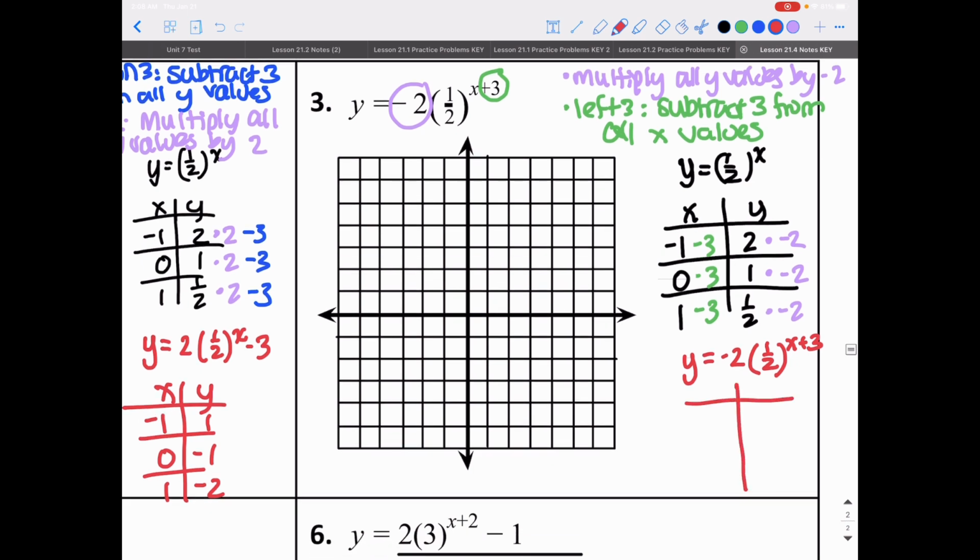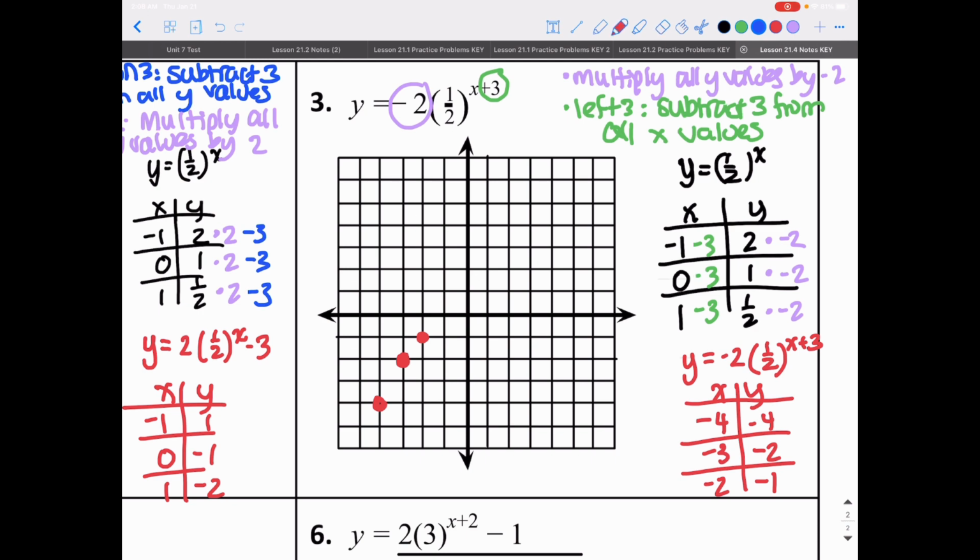And these are the points that I want. My x's are going to be -4, -3, -2. My y values are going to be -4, -2, -1. So I'm going to have -4, -4, which is right here. I'm going to have -3, -2, which is right here. And -2, -1 right here.